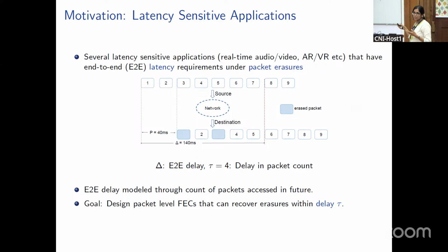So we can talk about this delay in terms of a delay with respect to packet count. The tau we will use here is the number of packets that can be accessed in the future in order to recover the current packet. And ideally we want to recover all the packets within a delay requirement of tau under some erasure models.